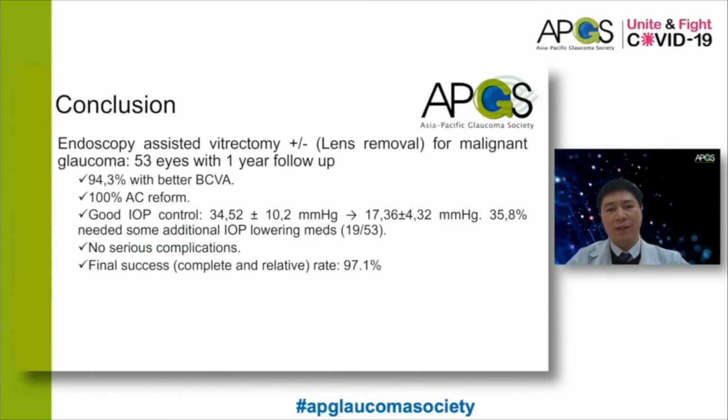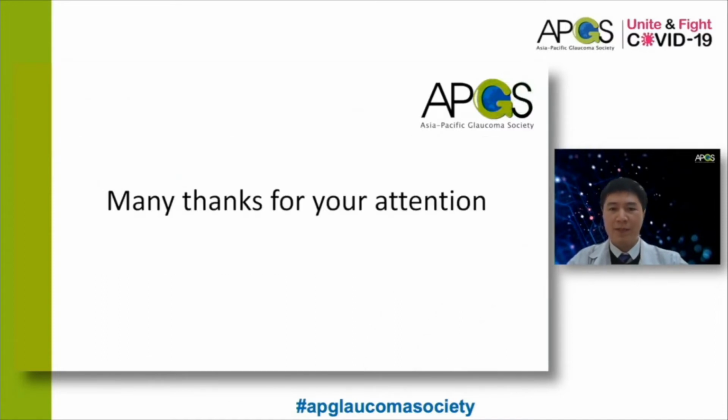So in conclusion, endoscopy-assisted vitrectomy with lens removal is a very good surgical method for malignant glaucoma. In our hands, we treated 33 eyes successfully. After 1 year follow-up, we got 95% with better visual acuity, 100% anterior chamber reformation, good IOP control, and no serious complication. And the final success, when we combine complete and relative, is 97%. So many thanks for the attention.